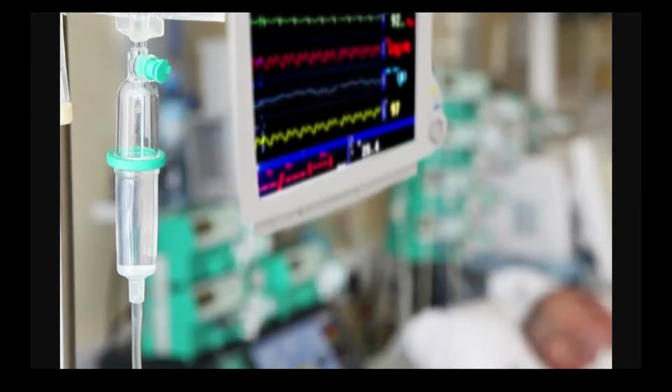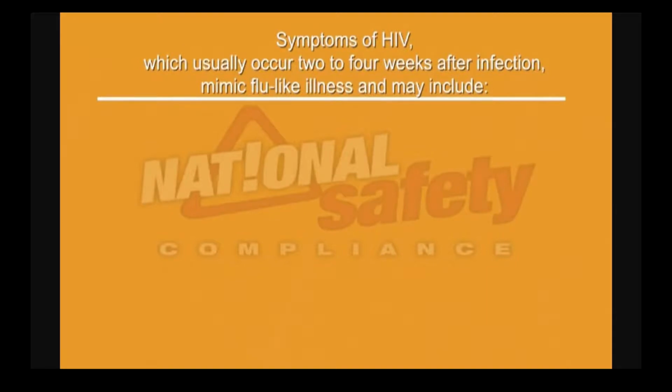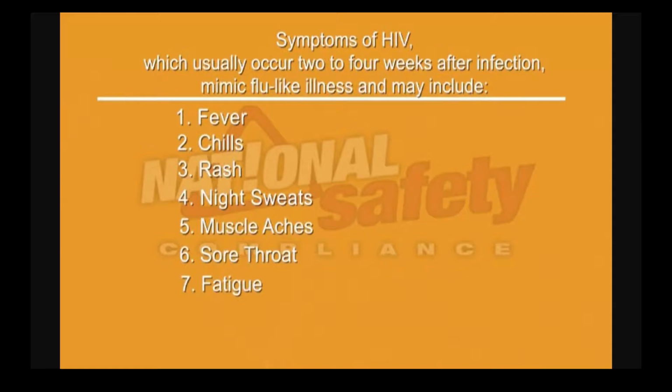HIV is a virus that attacks the body's immune system, specifically the CD4 cells, which help the immune system fight off infections. Untreated, HIV reduces the number of CD4 cells in the body, making the person more likely to get other infections or infection-related cancers. Over time, HIV can destroy so many of these cells that the body can't fight off infections and disease, which ultimately leads to AIDS. Symptoms of HIV, which usually occur 2 to 4 weeks after infection, mimic flu-like illness and may include fever, chills, rash, night sweats, muscle aches, sore throat, fatigue, swollen lymph nodes, mouth ulcers.